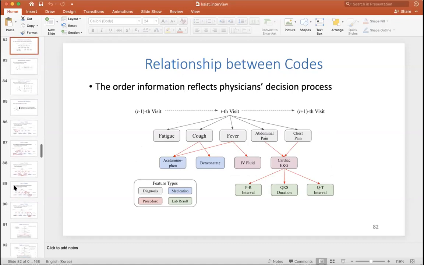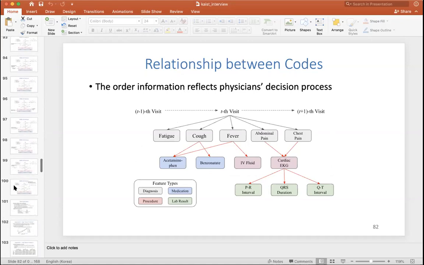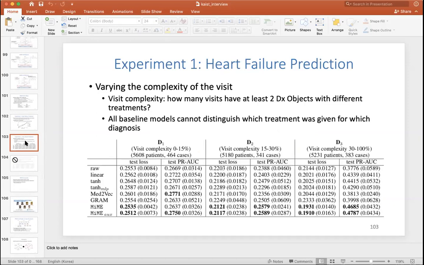So MIME is only effective as long as you have this kind of complexly structured visit. If you have a very simple structure, MIME wouldn't really be very helpful, obviously. So this next set of experiments is exactly exploring that area. D1 and D2 and D3: D1 has the simplest visit structure, and D3 has the most complex visit structure.